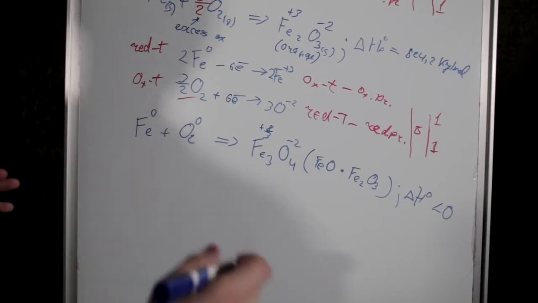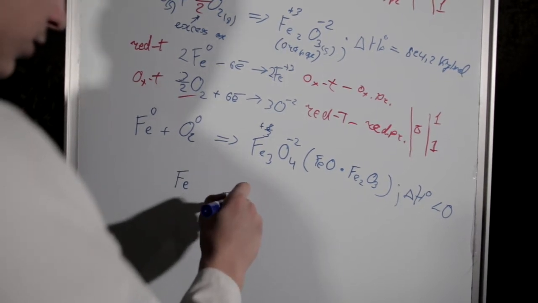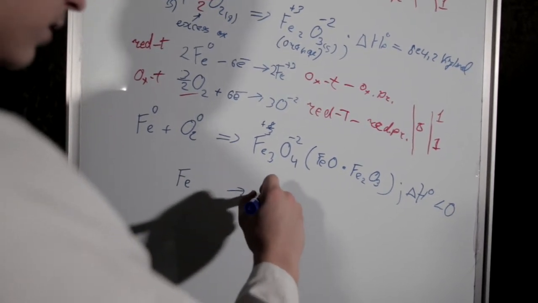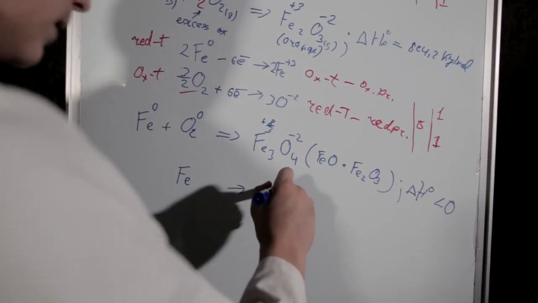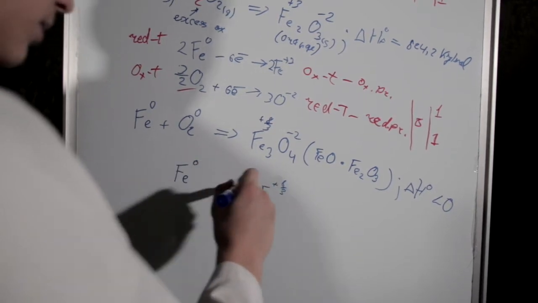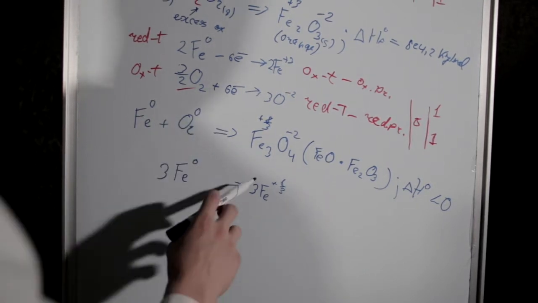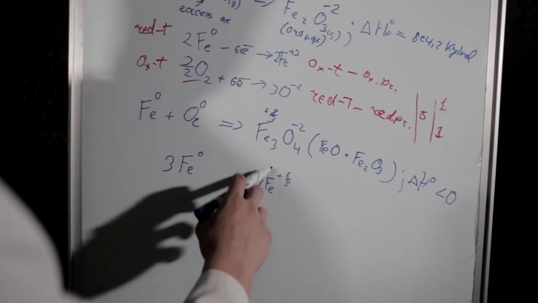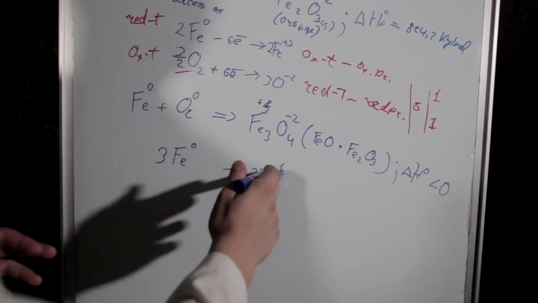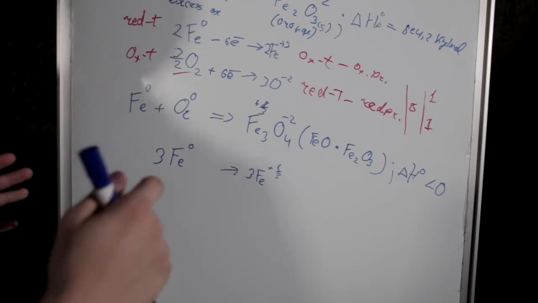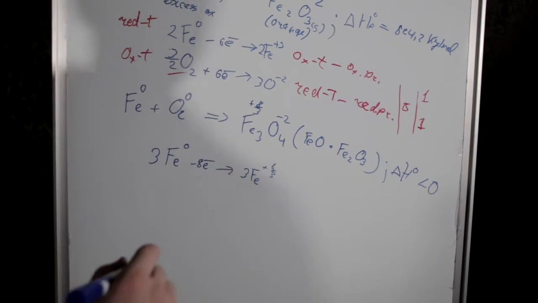Okay, let's examine this redox equation. So iron changes to iron +8/3, and this is 0, but what's the point? It's 3 here and 3 here. So the 3 of this one multiplied by this one will cancel each other out, so it will be 8 electrons. We need to give 8 electrons, minus 8 electrons.